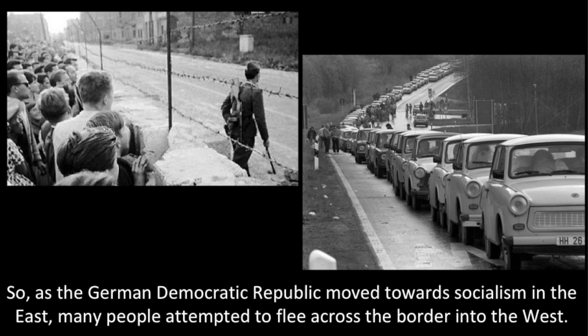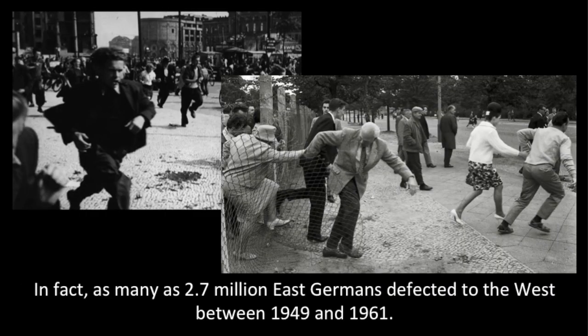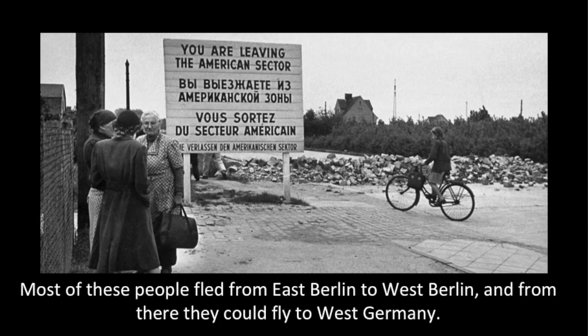So, as the German Democratic Republic moved towards socialism in the east, many people attempted to flee across the border into the west. The rate of emigration from east to west rose in March 1953 to 301,000 people. In fact, as many as 2.7 million East Germans defected to the west between 1949 and 1961. Most of these people fled from East Berlin to West Berlin, and from there they could fly to West Germany.